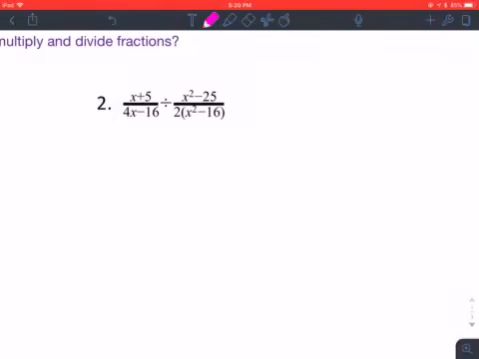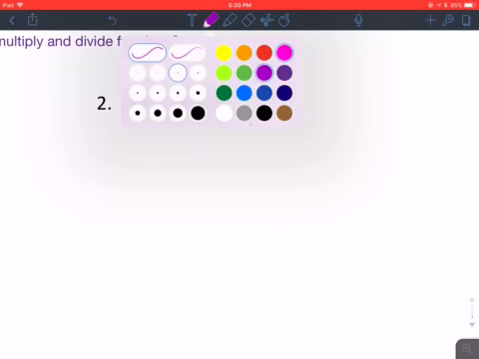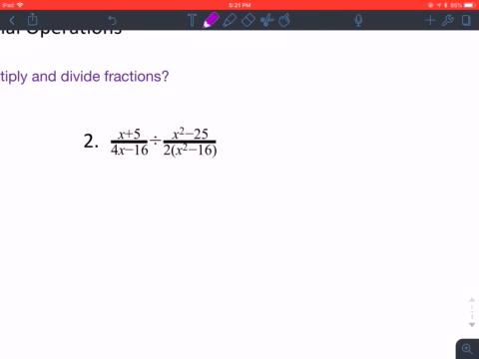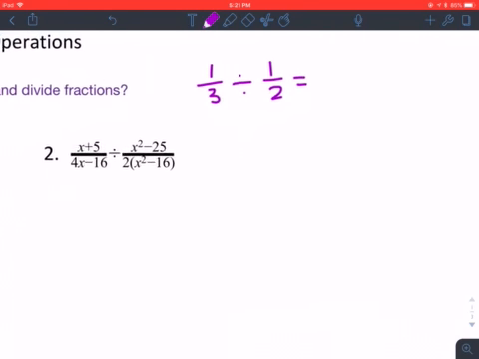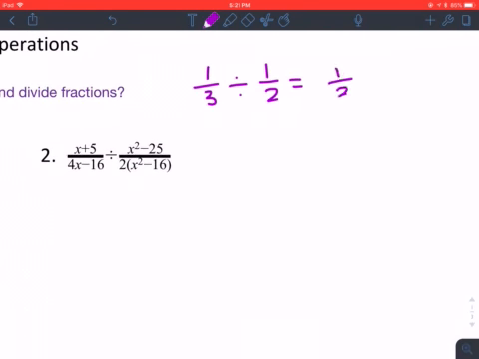For question 2, we're dividing fractions. So remember, when you're dividing fractions, that's the same as multiplying your first fraction by the reciprocal of the second fraction. So that's the very first thing that we're going to do.